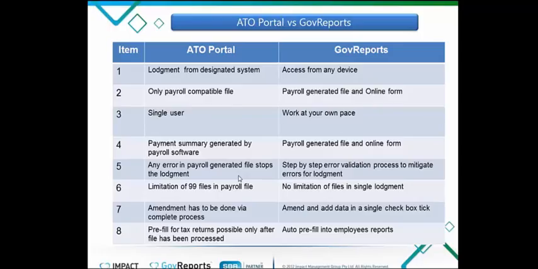Now with the ATO, when you upload the file, if there are errors in the file, the lodgement process stops. I'm not too sure it would tell you where the errors are. With Gov Reports, we let you know where the errors are and for you to go back and fix them.